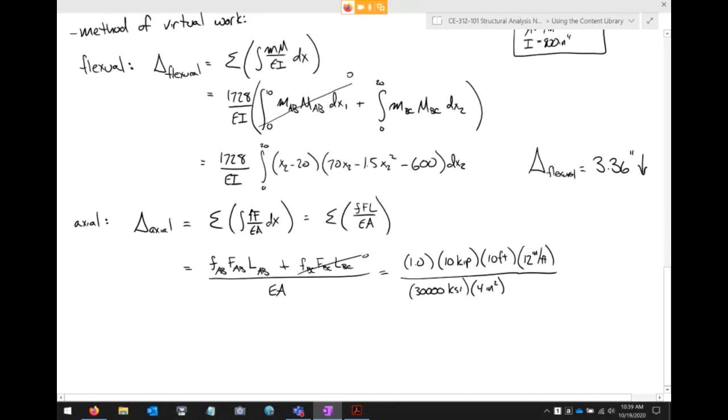With flexural deflection, the conversion factor is 1728. With axial, it's just 12 because you're just doing one conversion. And when you chug this out, you get an axial deflection of 0.01 inches.